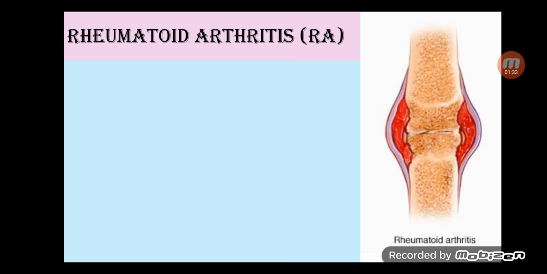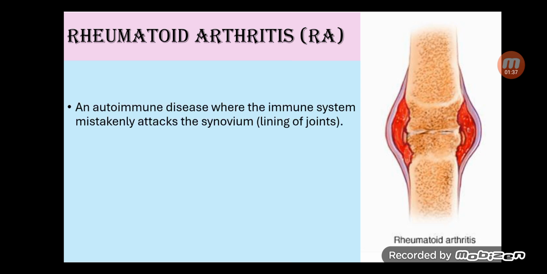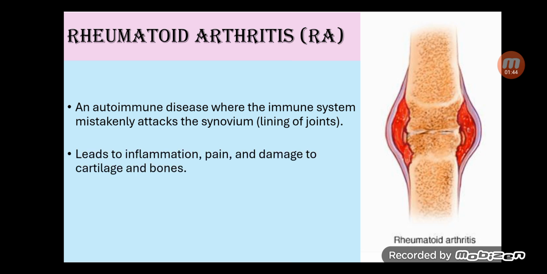The second important type of arthritis is rheumatoid arthritis. That is an autoimmune disease where the immune system mistakenly attacks the synovium, that is basically the lining of joint. That leads to inflammation, pain, and damage to cartilage and bone, and it can also affect other organs. There may be systemic involvement.